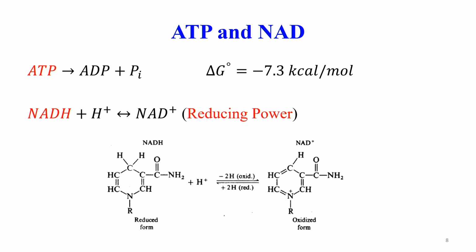As I said, when we perform work we require energy, and the energy comes from the hydrolysis of ATP. For 1 mole of ATP, minus 7.3 kilocalorie of energy is released. Another interesting molecule is NADH, which has reducing power, and it participates in oxidation-reduction reactions.